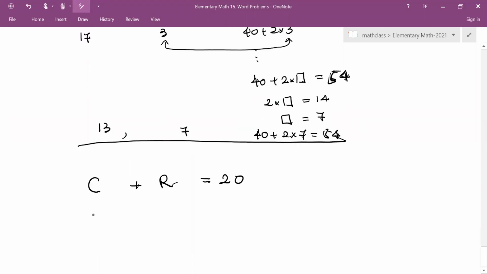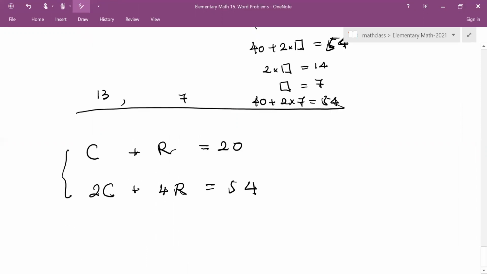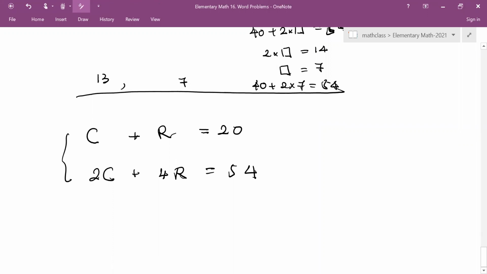The second equation: for each chicken you get 2 legs, so with C chickens that's 2C, plus 4R, because each rabbit has 4 legs. In total you get 54 legs. So that will be 2 equations, and that is not easy to solve, right? To solve this, you want to find the rabbits. Maybe you don't understand the idea, but let me finish this. This is equation 1, equation 2.